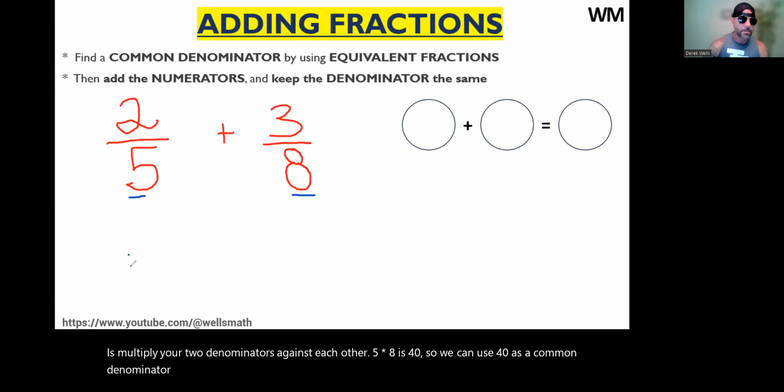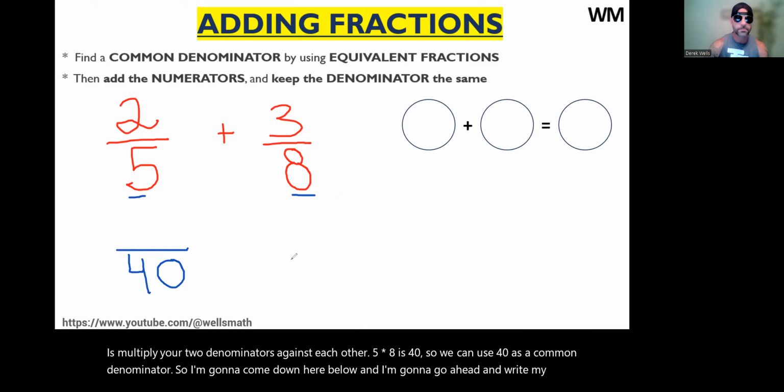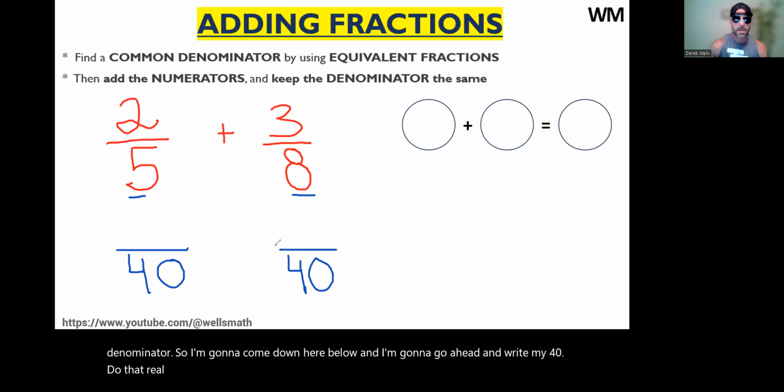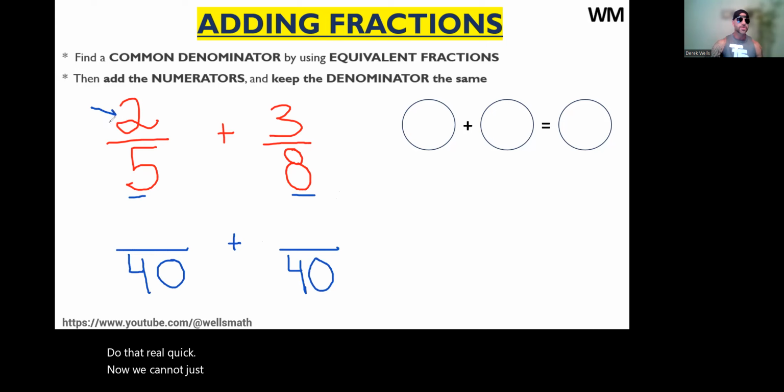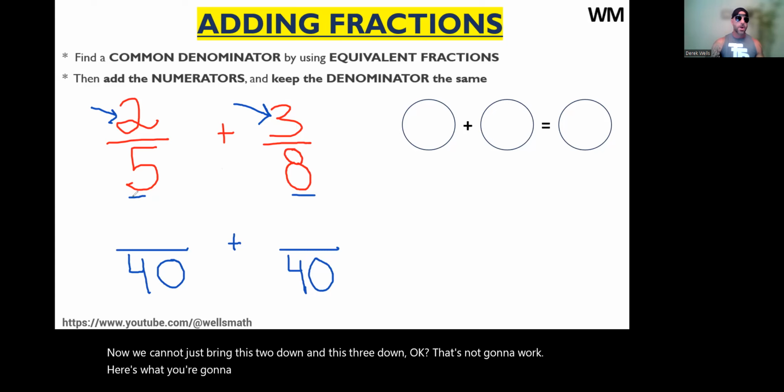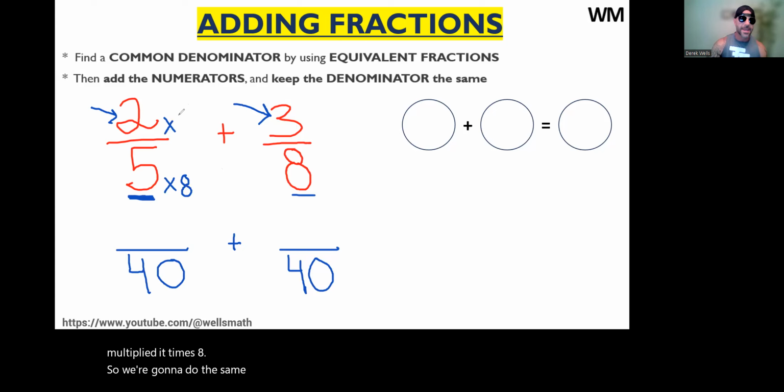So I'm going to come down here below and I'm going to go ahead and write my 40. Now we cannot just bring this 2 down and this 3 down. Okay, that's not going to work. Here's what you're going to ask yourself. What did we multiply this 5 by to equal 40? Well, we multiplied it times 8. So we're going to do the same exact thing to the top.